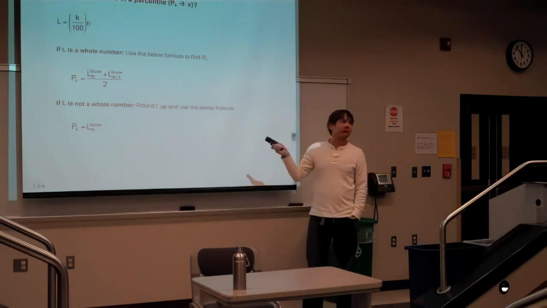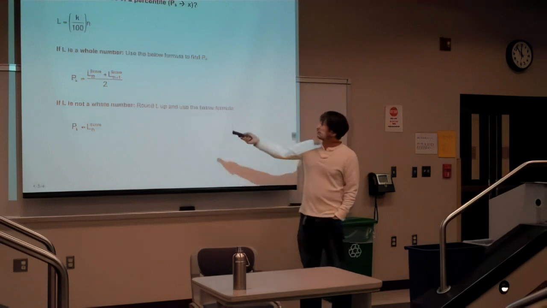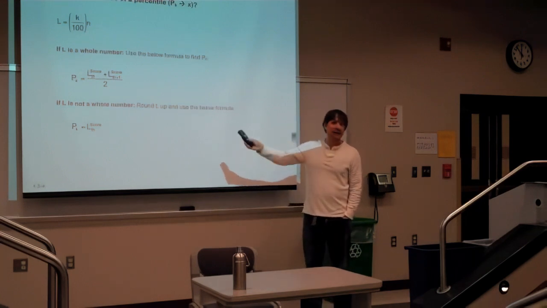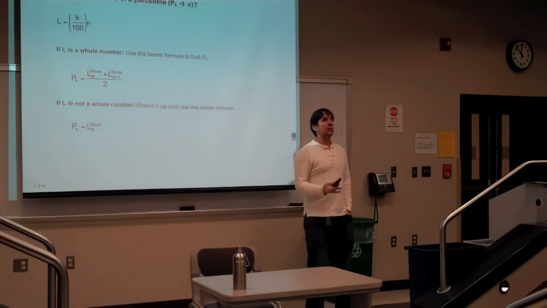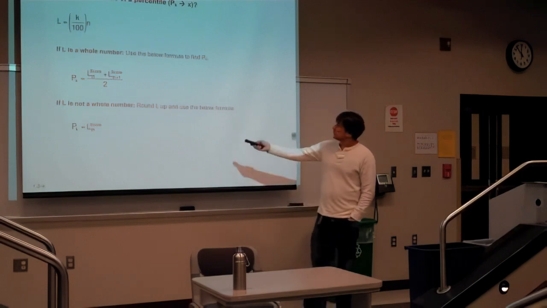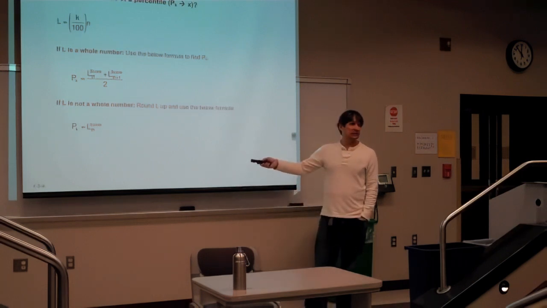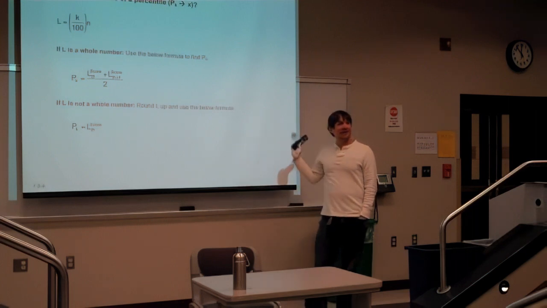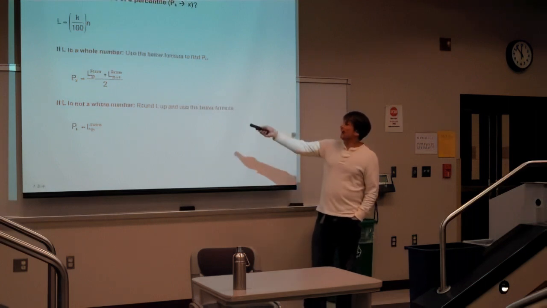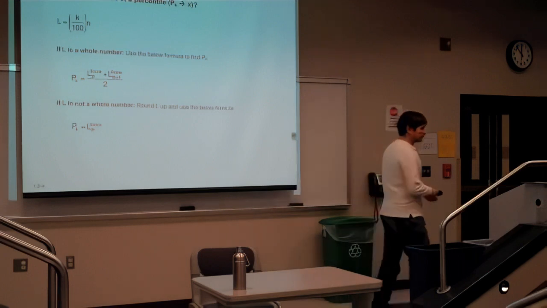Once I have that, then I have to ask this question. Is it a whole number? Yes, 2 is a whole number. So then I'm going to do this, which I'll explain in just a second. Or if I had gotten 2.1, that's not a whole number, then I will do this. All right, I'm going to move ahead to the example, and then we're going to come back and talk about what these two things mean.